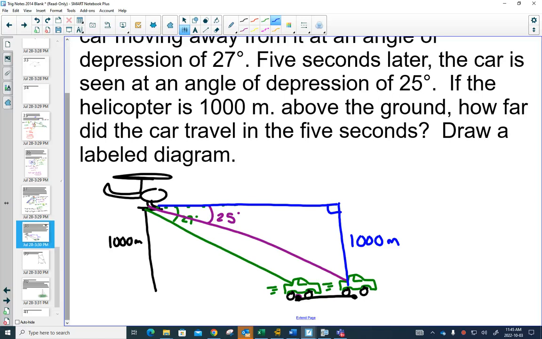I would also have, so that's my blue triangle with the purple line. Can you see a blue triangle right there? And if I draw this line straight up and make a 90 degree angle there, this would be 1,000 meters still. And then I have a green triangle.